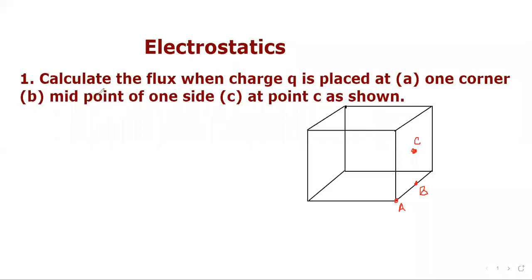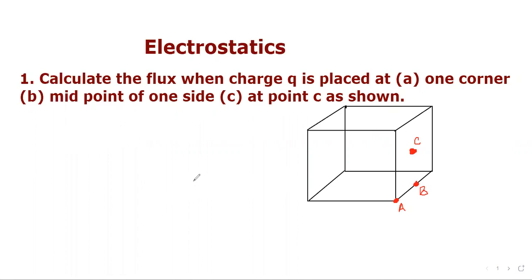Electrostatics. Question number 1. Calculate the flux when charge Q is placed at A, one corner, B, midpoint of one side, C, at point C as shown. So three cases we have to discuss. Case A, when charge is here. Case B, when charge is here. Case C, when charge is here.